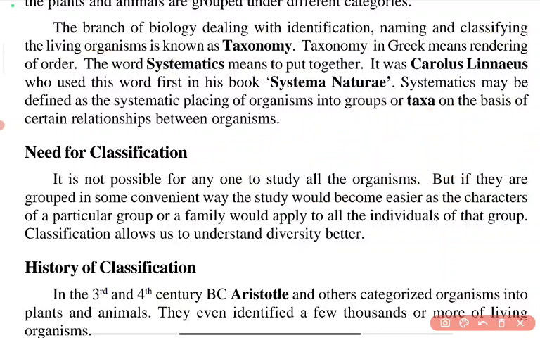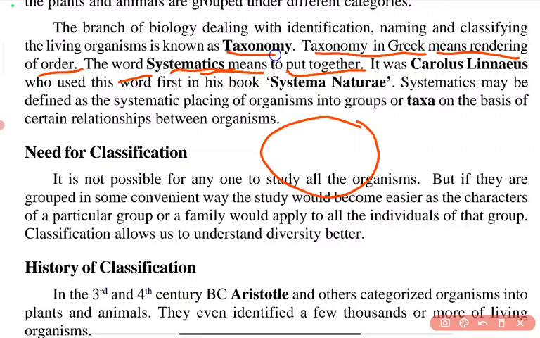Now the next thing: the word taxonomy in Greek means rendering of order. The word systematics means to put together. Now friends, if taxonomy is about naming, identifying and classifying living organisms, what does systematics mean? Systematics means to put together. Keep these two things in mind: taxonomy is identification, naming and classifying of organisms, and systematics is to put them together.